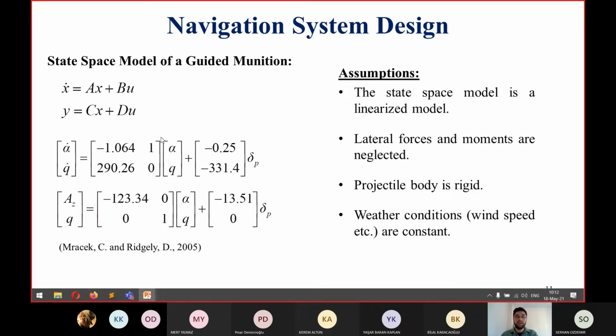First of all, this is a linear model, and lateral forces and moments are neglected. It means that the munition is moving in the x-axis and changing its altitude, and makes a pitch angle. The munition has no rolling or yawing angle, and the projectile body is rigid. The weather conditions are also constant. There is no disturbing effect.